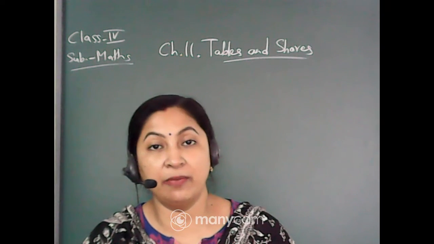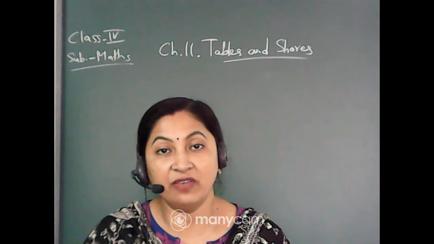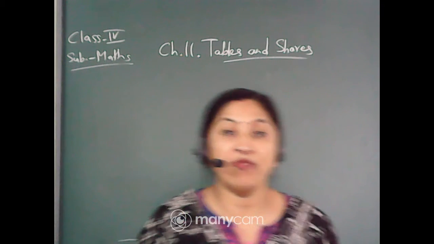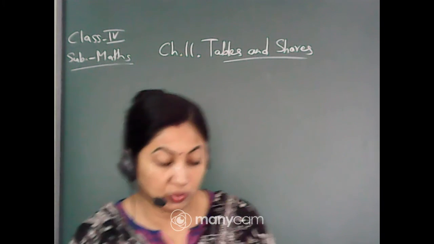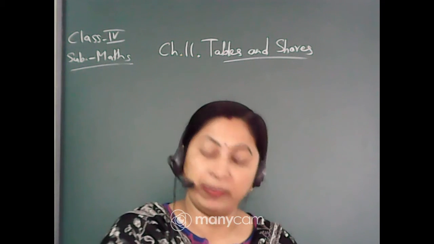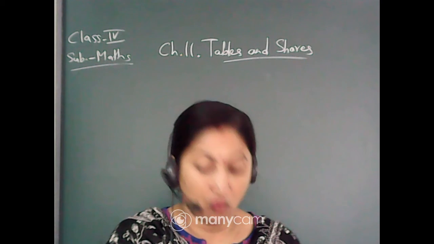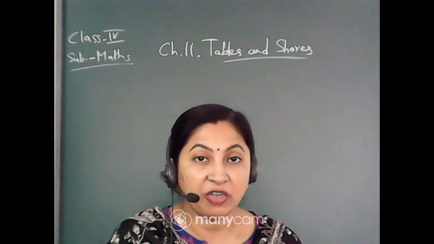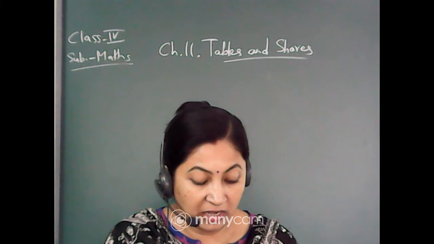Whatever the number is coming for 2 ones and 5 ones, then she is adding that. That means 2 ones are 2, 5 ones are 5. So 5 plus 2, 7. So 7 ones are 7. Next is 2 twos are 4 and 5 twos are 10. So 10 plus 4 is 14. So 7 twos are 14.